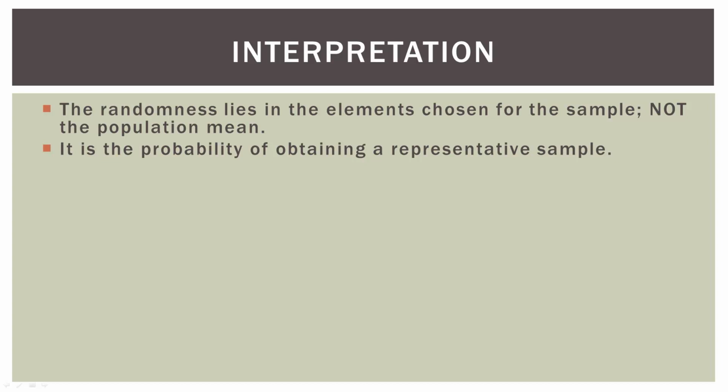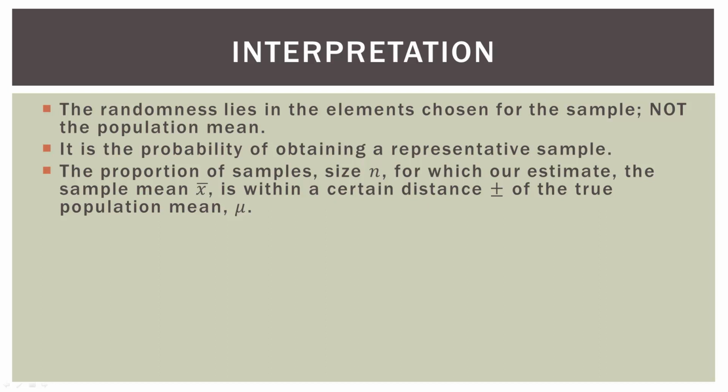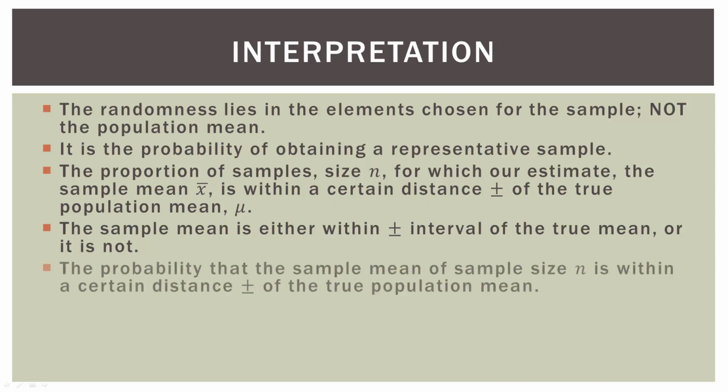The larger the sample size, the bigger the net you're casting over your population, and since you take a larger sample, you are more likely to capture all the diversity, all the different characteristics of the population. You can also think of it as the proportion of samples for any given size for which our estimate, the sample mean, is within a certain distance of the true population mean. The sample mean is either within that interval or it's not. There is no gray area. It's either in or it's out.